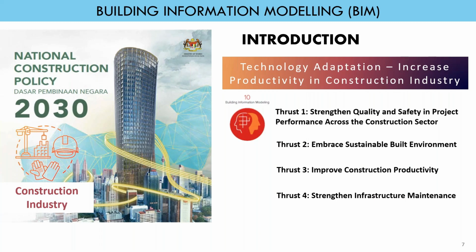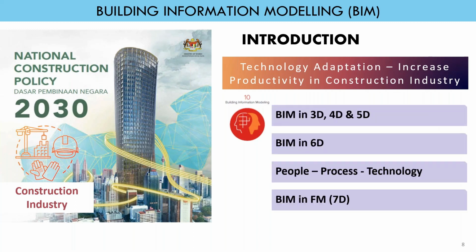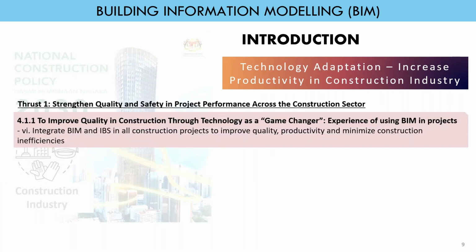For thrust two, embrace sustainable built environment. Thrust three, improve construction productivity. Thrust four, strengthen infrastructure maintenance. Okay, so we can actually relate BIM to all these thrusts, in terms of 3D, 4D, 5D, 6D, and 7D, and we can also relate it with people, process, and technology.